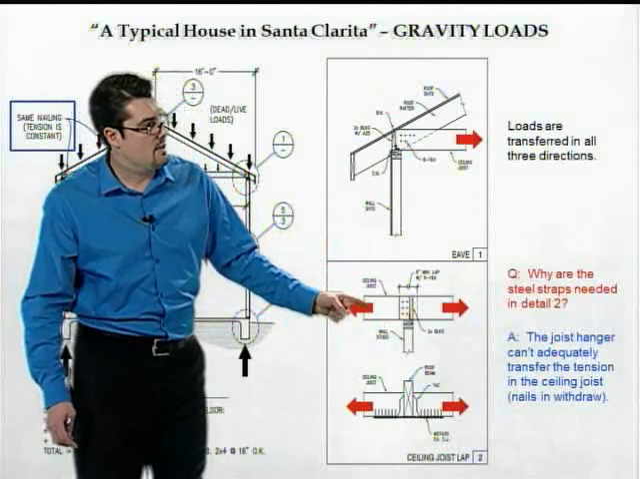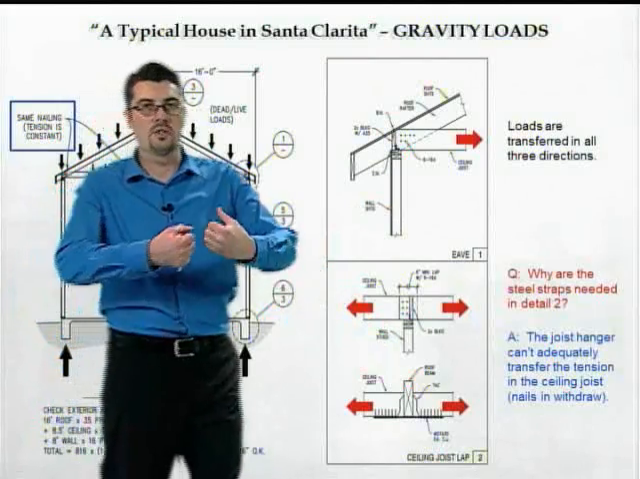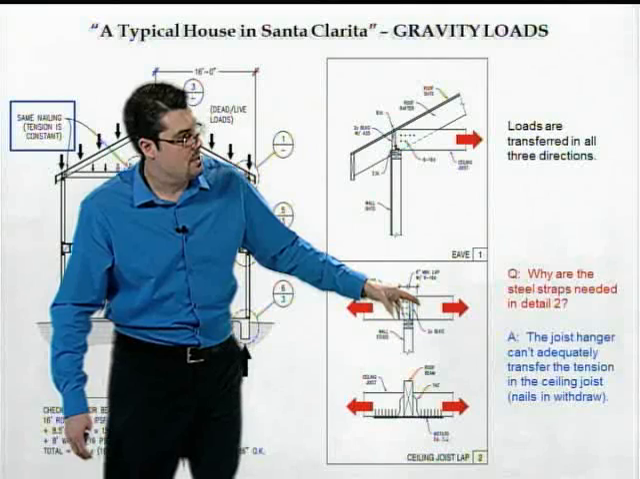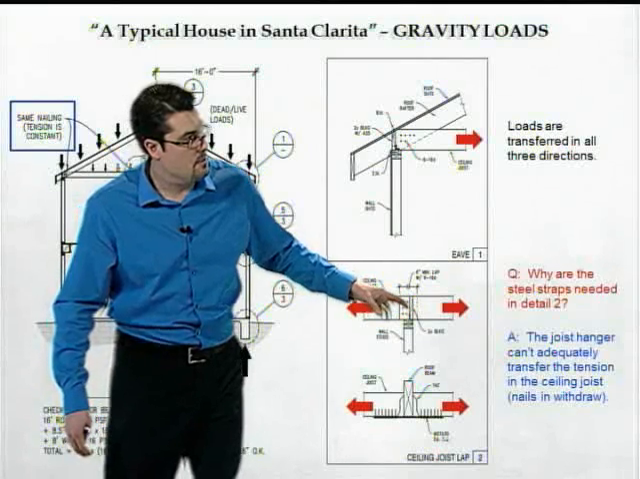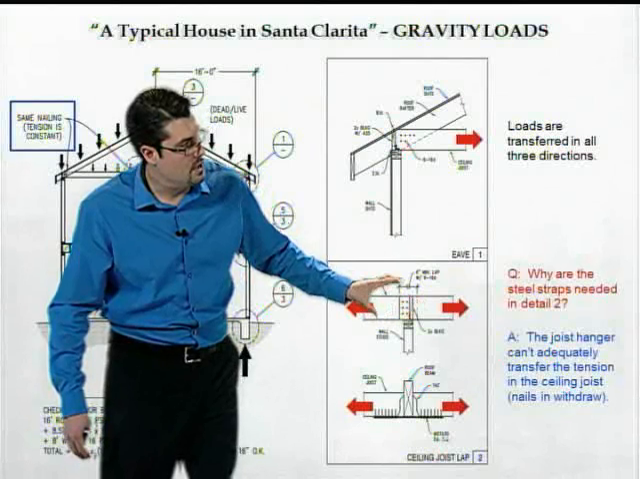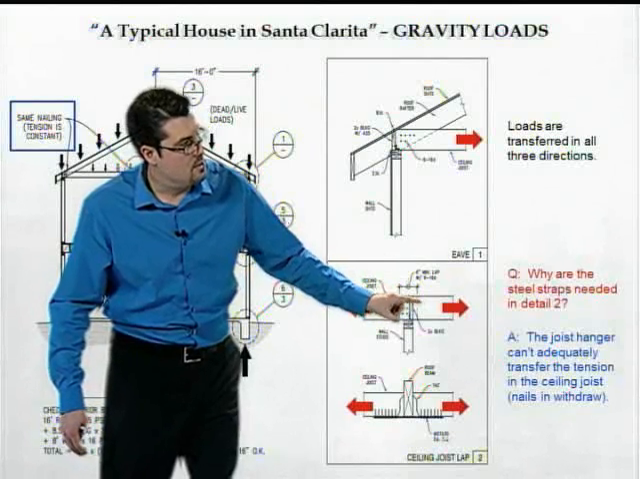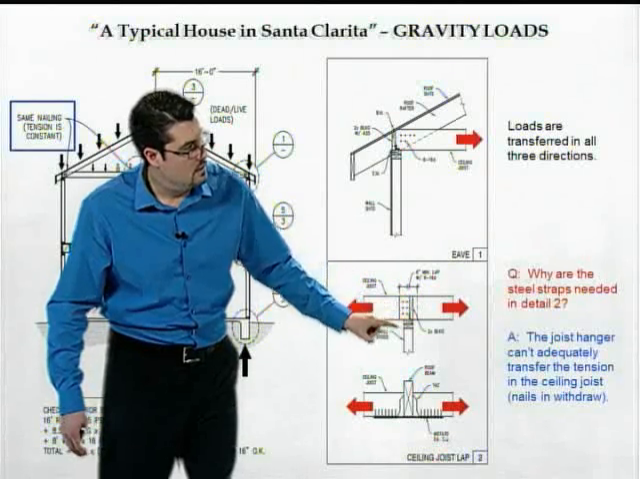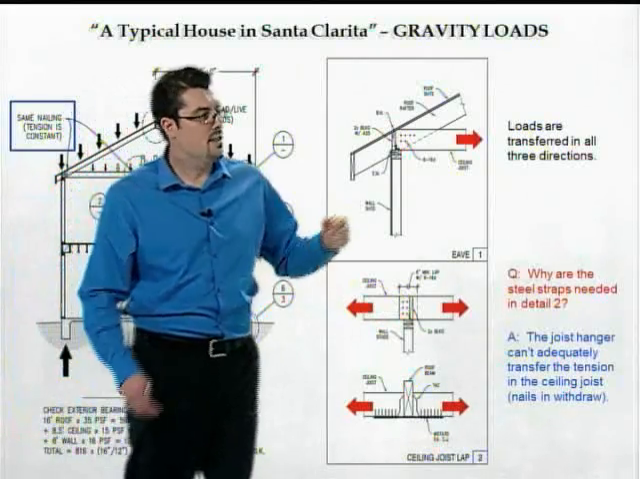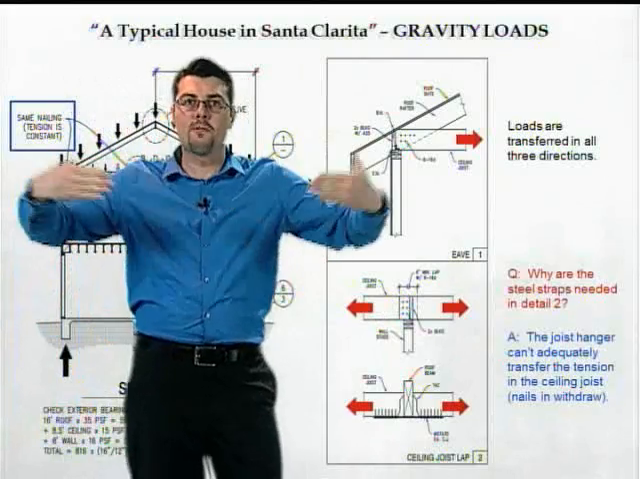So again, the red indicates that tension force acting on the joist. And you'll see the joist is lapped. This ceiling joist frames over the wall a little bit, and this ceiling joist frames over the wall a little bit, and there's a lap right there. And you'll see that nailing, 6 16-penny nails, right? What is that nailing doing? It's transferring that tension force.